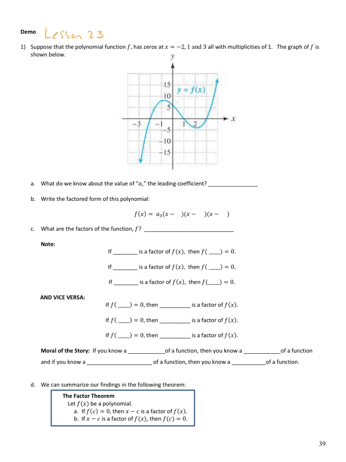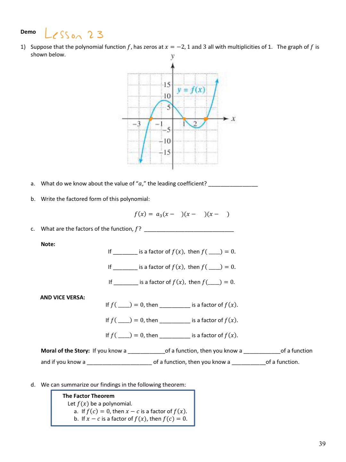This is the demo for College Algebra Lesson 23. Suppose that the polynomial function f has zeros at -2, 1, 2, and 3. They all have multiplicity of 1, which means the graph goes through the x-axis because 1 is odd. The graph of f is shown below.